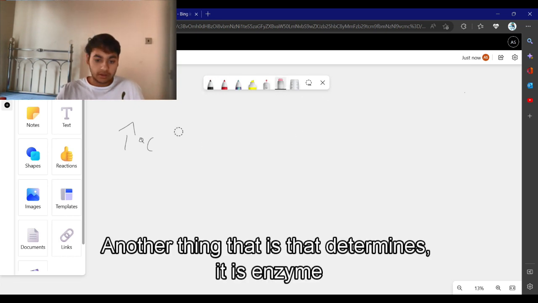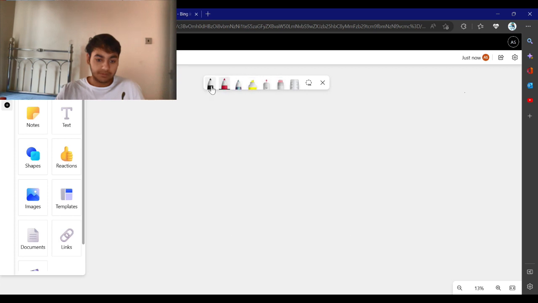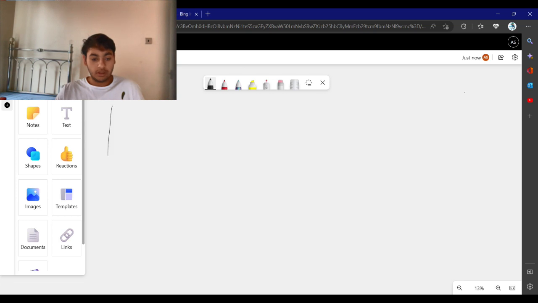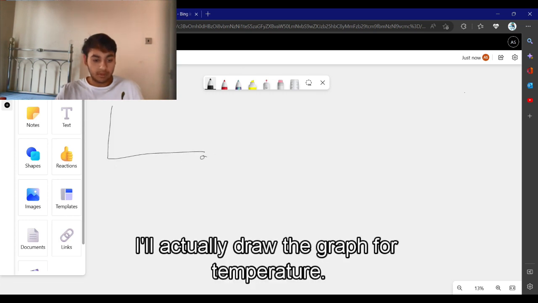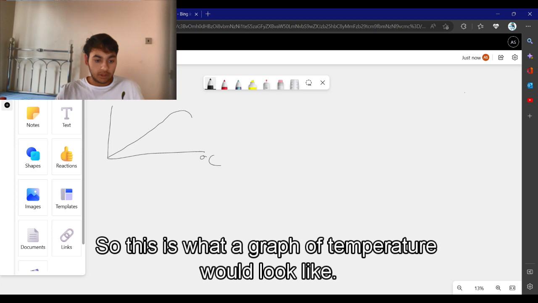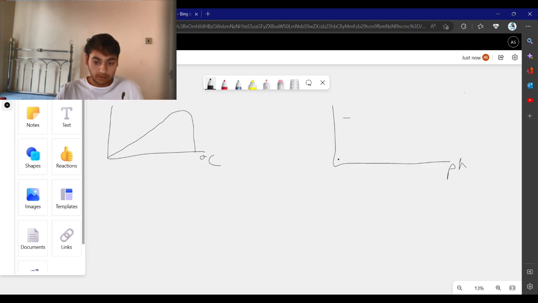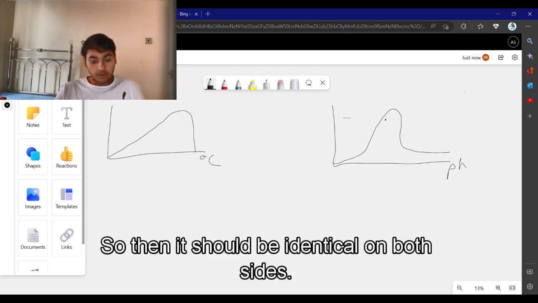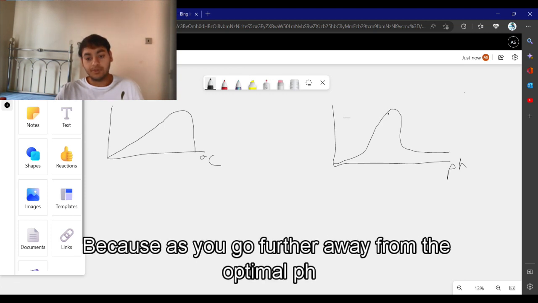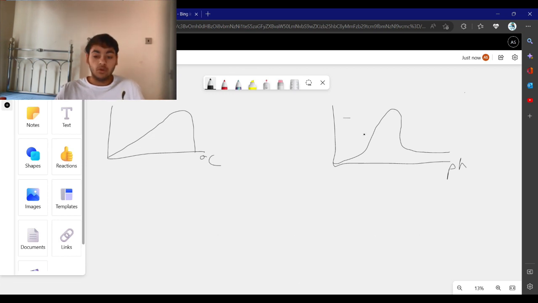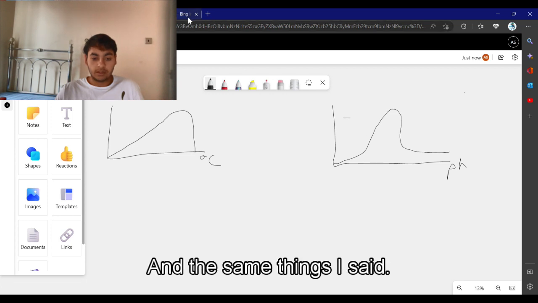Another thing that determines it is pH. Enzymes only work optimally at a certain pH range. I'll actually draw the graph for temperature. So this is what a graph for temperature would look like. This is what a graph for pH would look like. It should be identical on both sides, because as you go further away from the optimal pH, the enzyme gets more denatured, and as a result, you won't be able to react as much, and the same things I said.